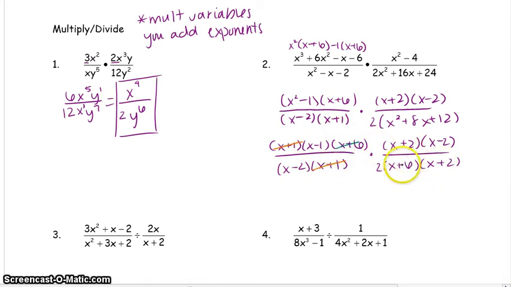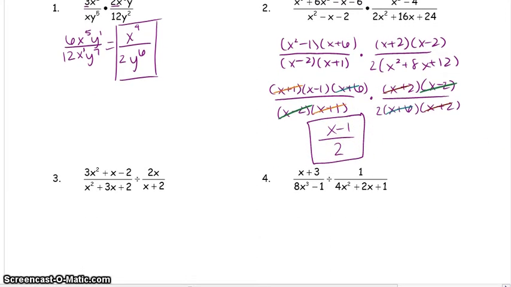Oh, we have one at the top, we have one at the bottom. And then let's see, do we have an x plus 2? Yes, we do. And do we have an x minus 2? We do. Okay, so we cancel out all of that, so then we see what we have left. We have this x minus 1, and that is all over 2. So all of that canceling, all that factoring, just leaves us with x minus 1 over 2.